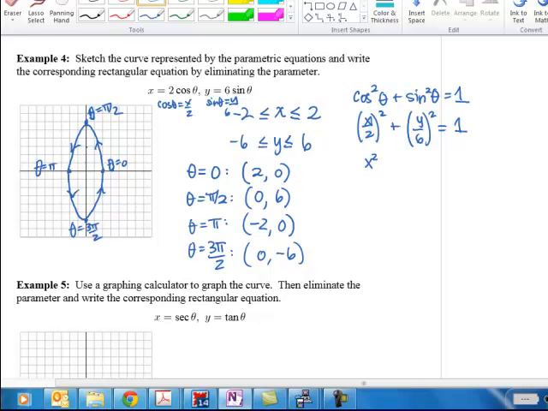So we've got x squared over 4 plus y squared over 36 equals 1, and that's what we were expecting for an equation of an ellipse. It has a minor axis on the x-axis, length 4, or 2 halfway across, and then our major axis is on the y-axis, and the length of the major axis is 12, or twice 6.